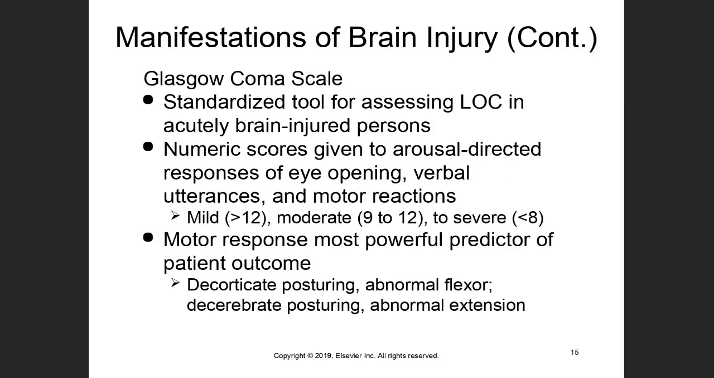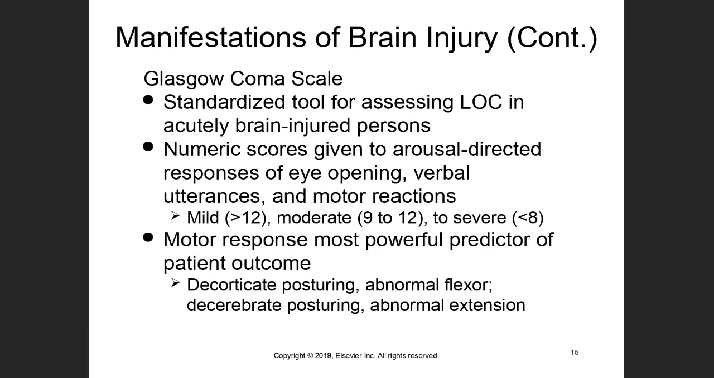The Glasgow Coma Scale is how you measure the level of consciousness in medicine. It is a standardized tool for assessing level of consciousness in persons with acute brain injury. The numeric score gives the arousal and direct responses: eye opening, verbal utterances, motor reactions. Mild is more than 12, moderate is 9 to 12, and severe is less than 8. When you have a patient with less than 8, most of the time you have to intubate the patient.